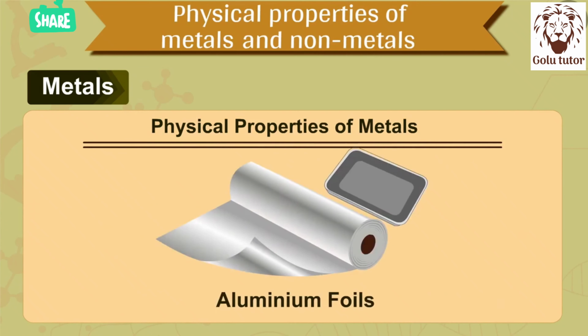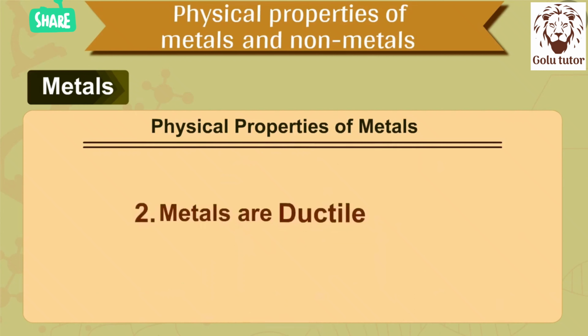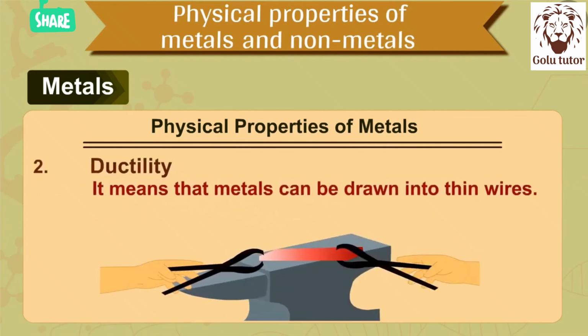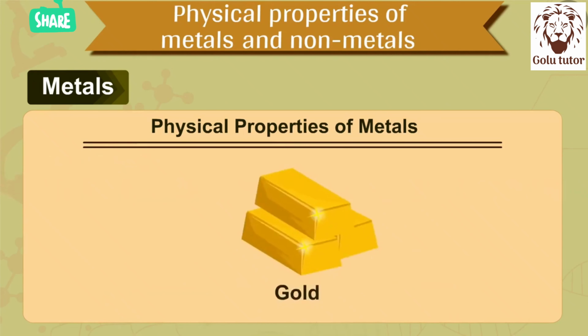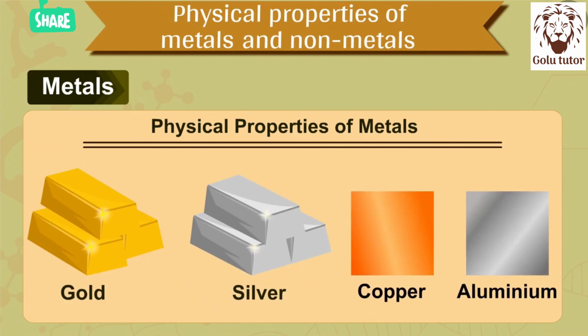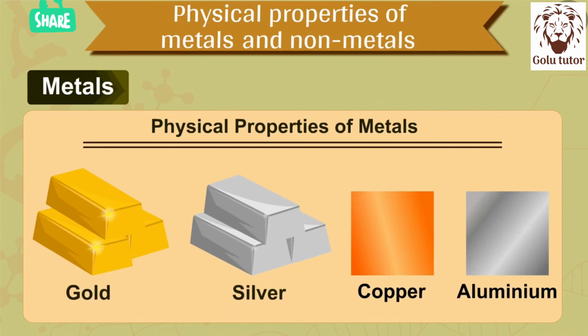The second property is that metals are ductile. What is the meaning of ductility? It means that metals can be drawn into thin wires. Gold is the most ductile metal. Silver is also among the best ductile metals. Copper and aluminium are also ductile and can be drawn into thin copper wires and aluminium wires.